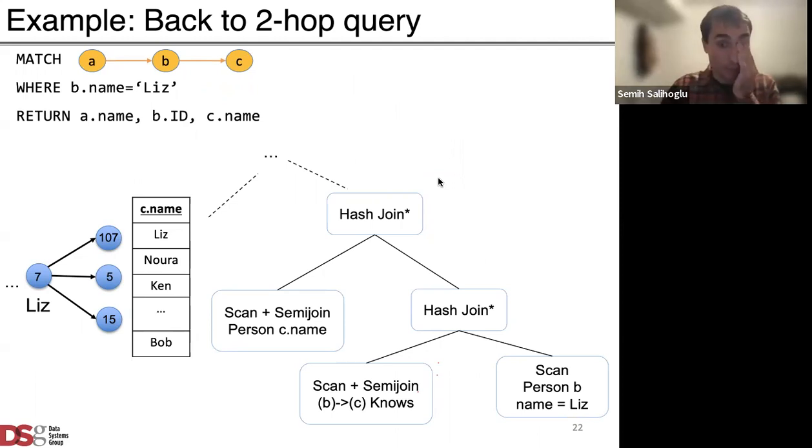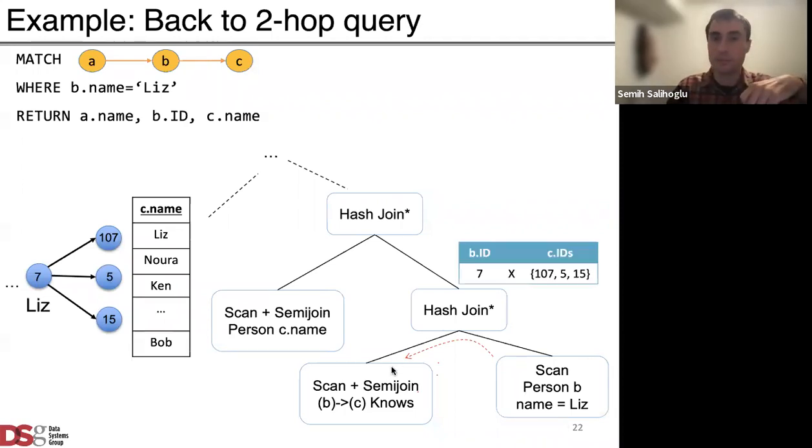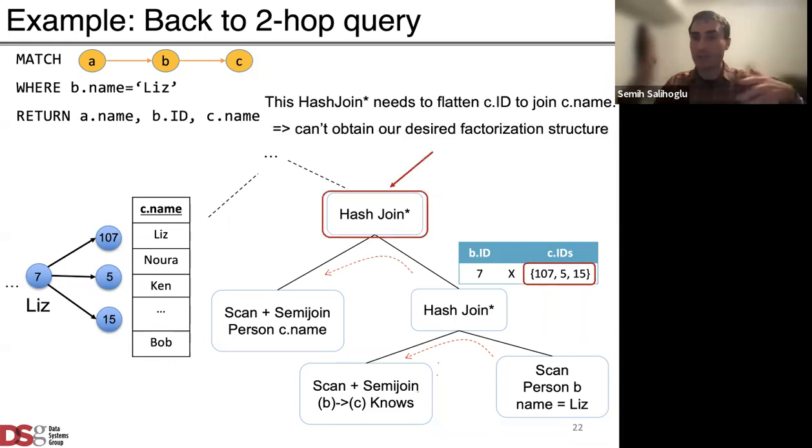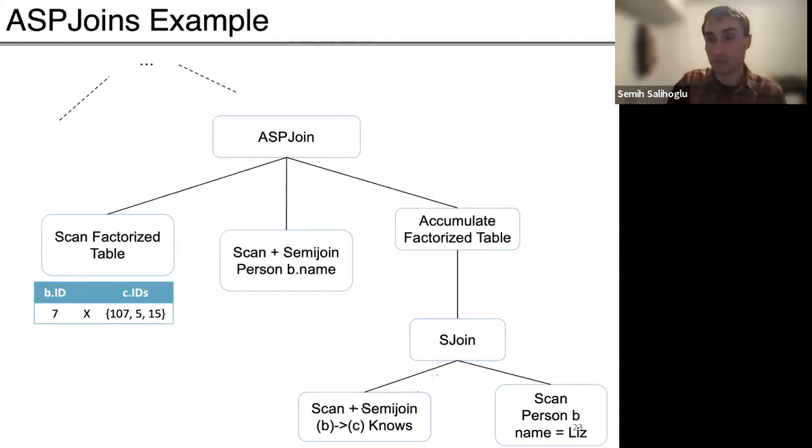Sorry, these should have been S-join. I put a hash join star here, but they're essentially simulating an S-join. So just like before, we would scan the list, pass a semi-join filter, and we could get this. But in the next S-join, where we want to join the C.IDs with the C.names, here is the part where we'd have to flatten the C.IDs and construct a hash table based on C.IDs, okay? Then that's where we would lose our factorization structure.